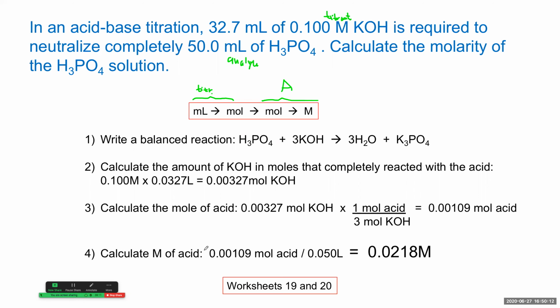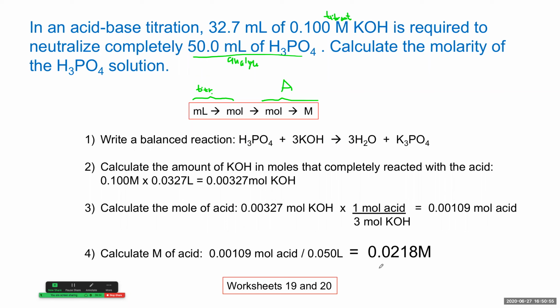Lastly, we want to calculate the molarity of the acid, so we divide by the volume of acid that we titrated. When you calculate the molarity of acid, you're not combining these volumes anymore. Remember in the last problem, we combined the volumes. So don't combine the volumes, because we want to know the molarity of the acid in the 50 mLs we started with, not the molarity of the acid in the combined solution. So we take 0.00109 moles of acid divided by 0.05 liters, and we get 0.0218 molarity of the acid.